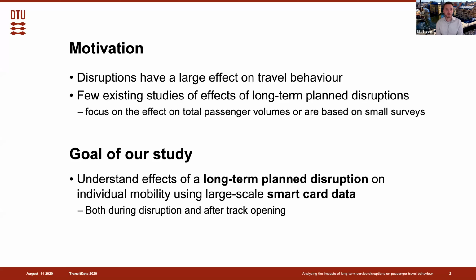So, of course, long-term service disruptions such as the closure of a rail line due to maintenance work have large effects on travel behavior. And we have found quite few existing studies that looked in detail into the effects on the passenger behaviors. The studies we found looked more at the total passenger volumes only, or if they were looking into individual mobility, they were focusing on or just using small surveys. So the idea here was to instead use a large-scale smart card data set to understand the effects of such a long-term disruption on individual mobility.